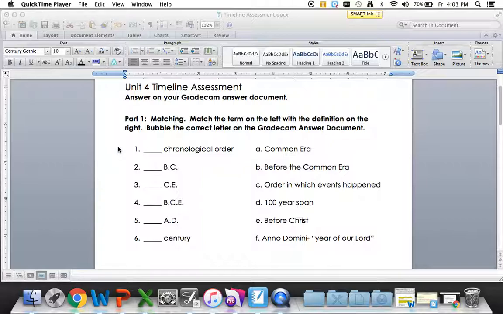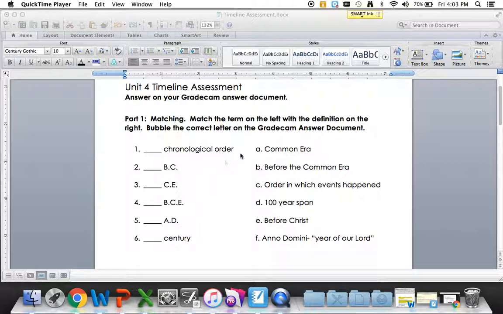Number 1, chronological order. Number 2, BC. Number 3, CE. Number 4, BCE. Number 5, AD. Number 6, century.